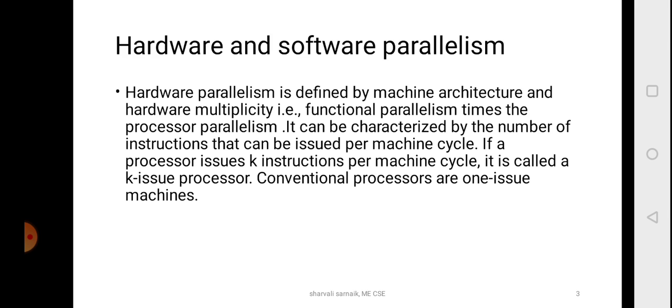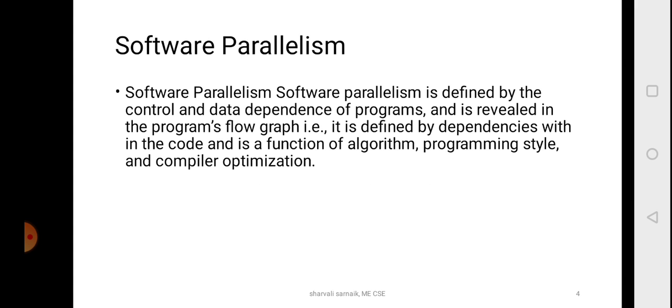One way to characterize the parallelism in a processor is by the number of instruction issues per machine cycle. If a processor issues k instructions per machine cycle, then it is called a k-issue processor. A conventional pipeline processor takes one machine cycle to issue a single instruction, and these types of processors are called one-issue machines with a single instruction pipeline in the processor. For example, the Intel i960CA was a 3-issue processor with one arithmetic, one memory access, and one branch instruction issued per cycle. So this is what hardware parallelism is.